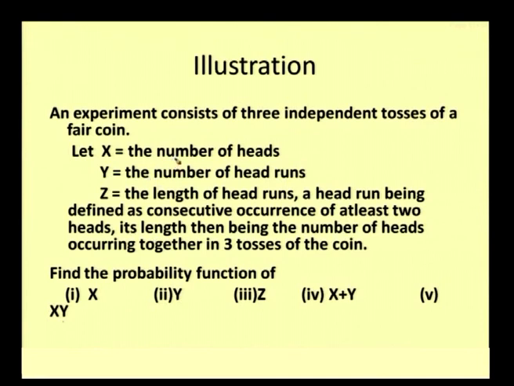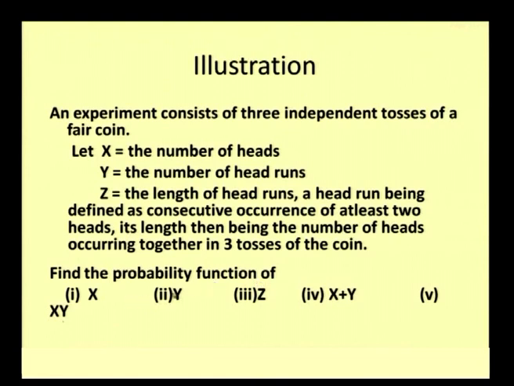What is x? X represents the number of heads, y represents the number of head runs. What does this head run stand for? Head run is defined as the consecutive occurrence of at least 2 heads. What is the length of head runs? Length of head runs represents the number of heads occurring together in 3 tosses of the coin. Let us find the probability function for x, y, z, then x plus y and xy.